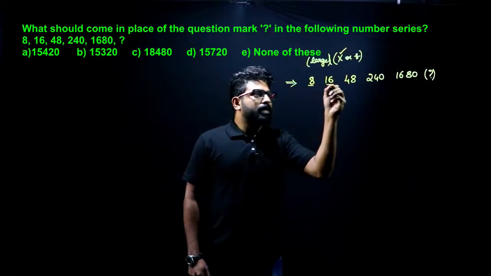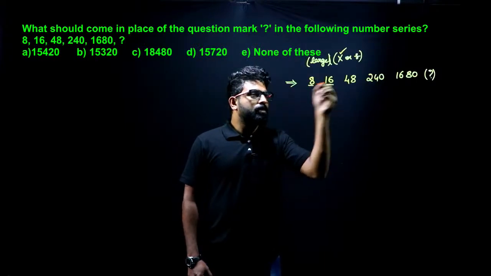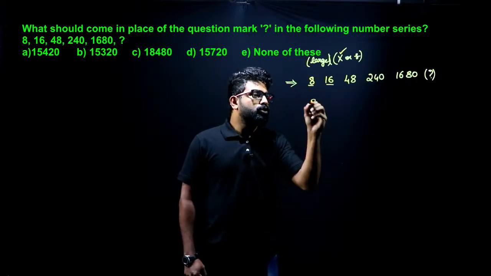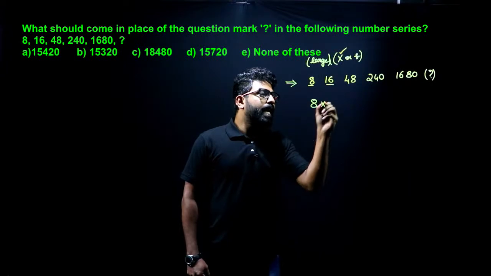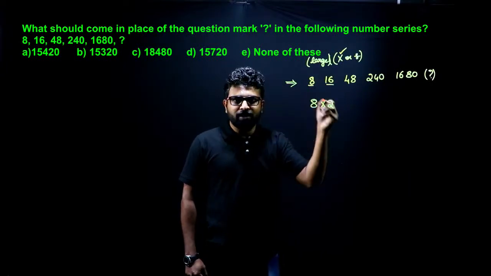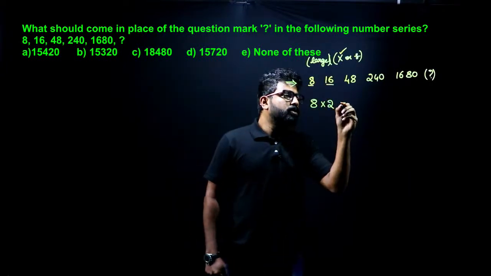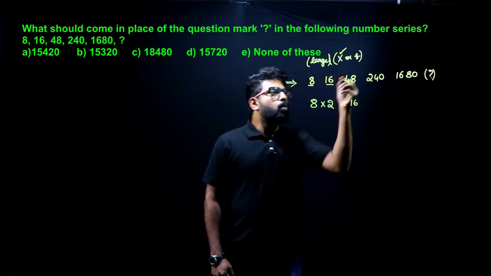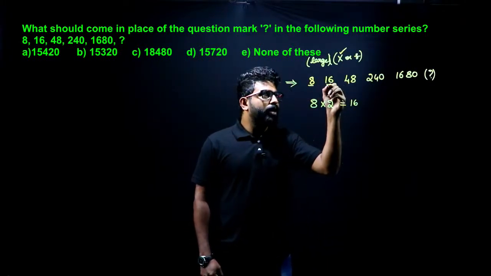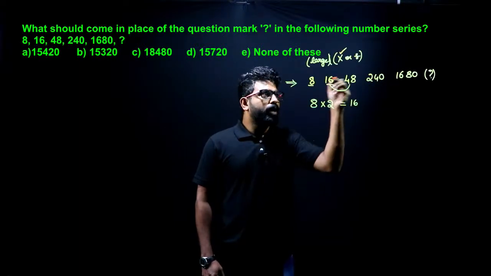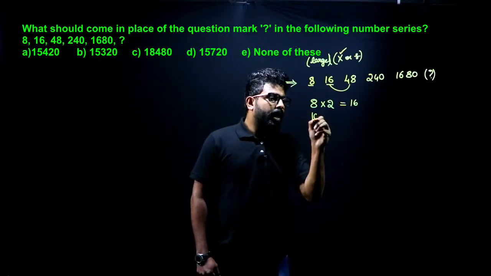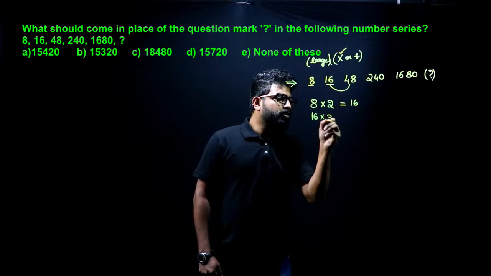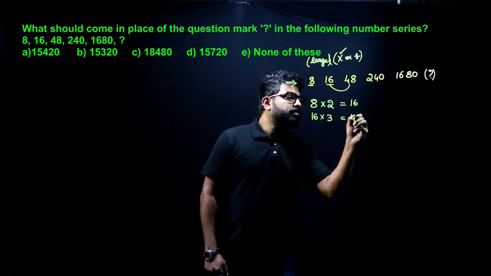Look at my first term and the second term. Is my first term close to the second term? No. So I'll have to multiply 8 with 2. Two times my first term is my second term, so I get 16 here. What about my second and third terms? How do I go from 16 to 48? I need to multiply 16 by 3 to get 48.